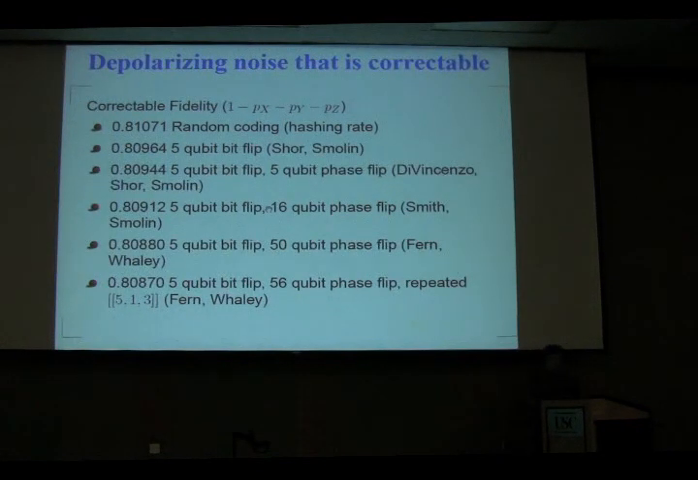Now the question is, those codes couldn't correct up to the hashing rate, so can you ever correct above the hashing rate? Well, here we assume depolarizing noise, the same probability of X, Y, and Z error. And we look at the fidelity, which is the probability of I, no error. If I have probability P of each X, Y, and Z error, then it's 1 minus 3P. So the hashing rate is 0.81071.